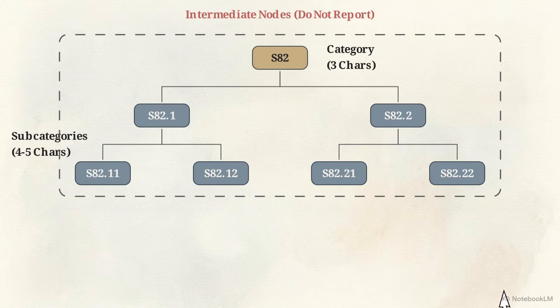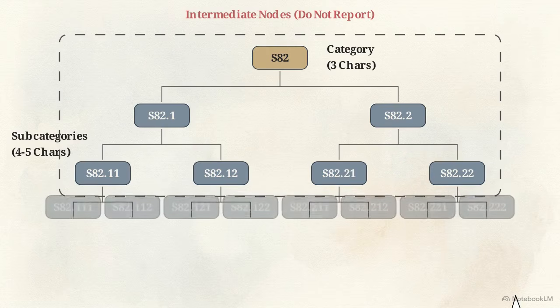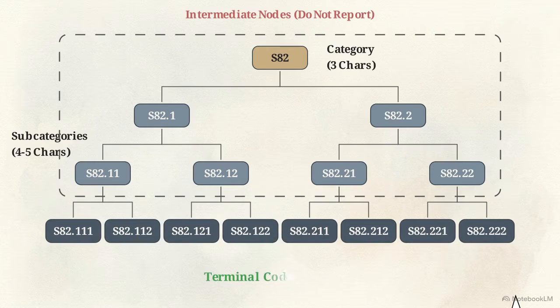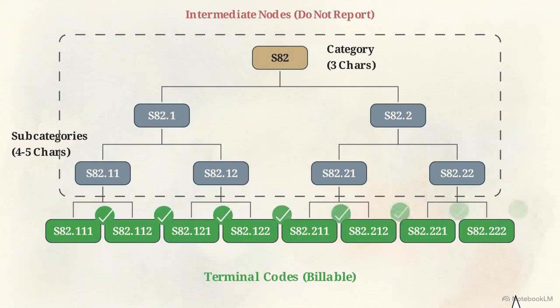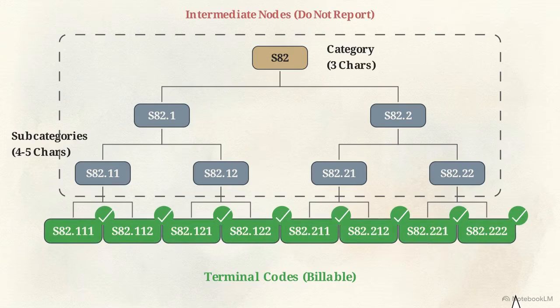Categories and subcategories function solely as intermediate steps. If further specificity exists anywhere below them in the tree, these upper nodes are procedurally invalid for reporting. The required targets are the terminal codes. These are the absolute bottom nodes of the classification tree. They represent the maximum level of specificity required by the system.